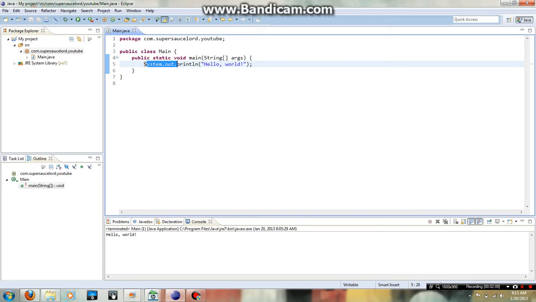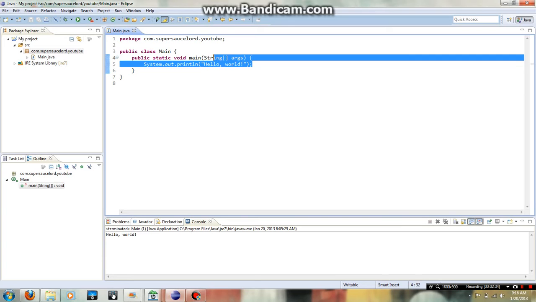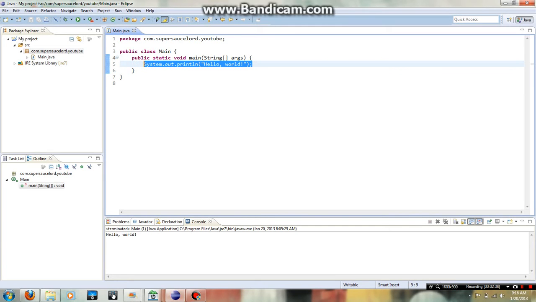But inside the println method, it has instructions for the computer to read, so it can print whatever's in these parentheses right in there. Okay? That's simple.